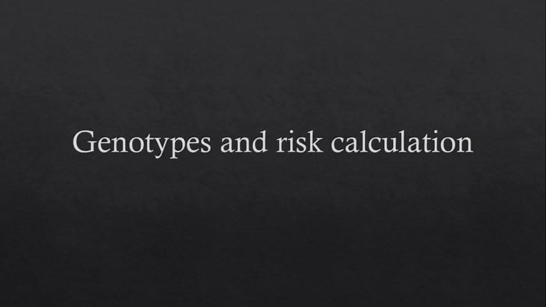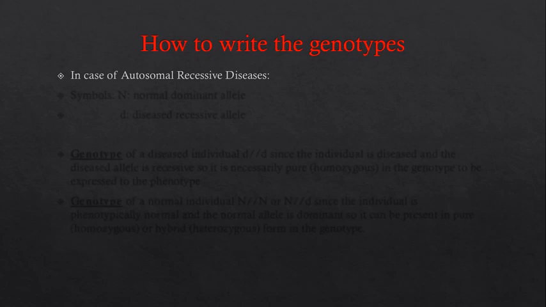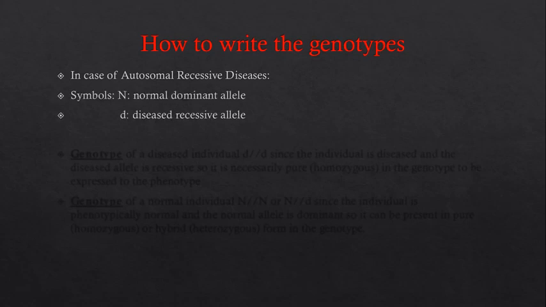This time we're supposed to know how we can know the genotypes and how we can calculate the risk using a pedigree. First of all, how shall we write the genotypes? In the case of autosomal recessive diseases, so if the disease we're studying is recessive and it is carried by an autosomal chromosome, the symbols are going to be a capital letter for the normal dominant allele and the lowercase or small letter for the diseased recessive allele.